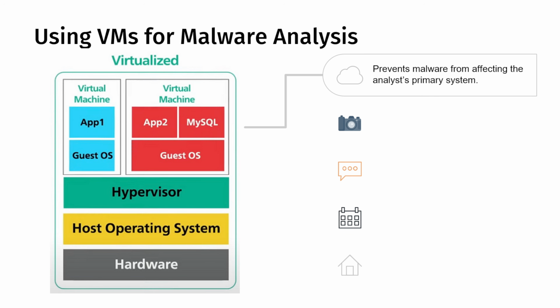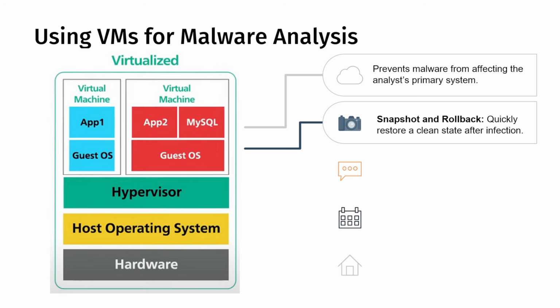Another powerful feature of VMs is snapshot and rollback. A snapshot captures the current state of the VM, including all the files and settings. If malware modifies system files or behaves unpredictably, you can quickly revert to the clean state with just a few clicks. This saves time and ensures a consistent testing environment.